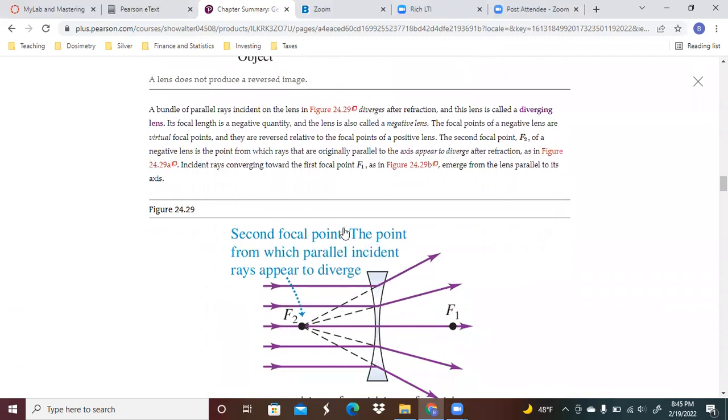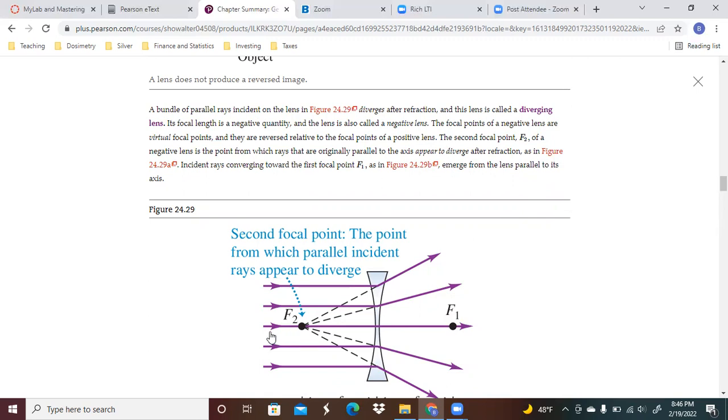So let's say we have a bundle of parallel rays incident on the lens in this figure. When they go through this diverging lens, rather than being focused in on one particular area, they're actually focused out. And if we do a back projection of this, we can come up with a second focal point. Its focal length is a negative quantity, and the lens is called a negative lens. So the focal points of a negative lens are virtual focal points, and they are reversed relative to the focal points of a positive lens.